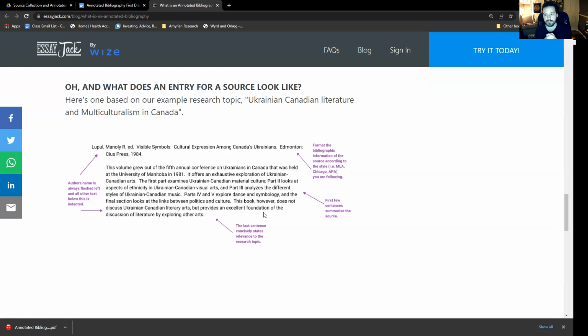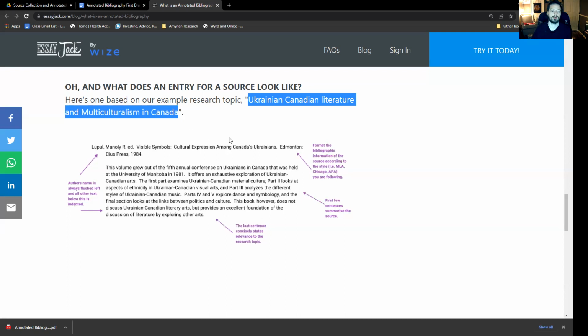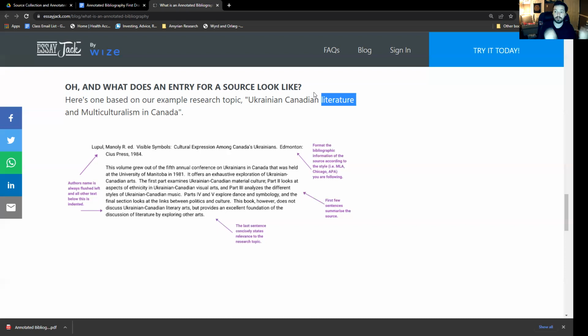So in this case, this author might be looking at their research topic: Ukrainian Canadian literature and multiculturalism in Canada. And then in their discussion of the relevance, they say, this book, however, does not discuss Ukrainian Canadian literary arts, but provides an excellent foundation for discussion of literature by exploring other arts. So it was relevant because they talk about other arts, but it wasn't super relevant because it wasn't talking about literature, which is what their essay was about, right? And so you can see it's essentially a defense. It's saying, this is why I used it. It was relevant to me in this specific way.